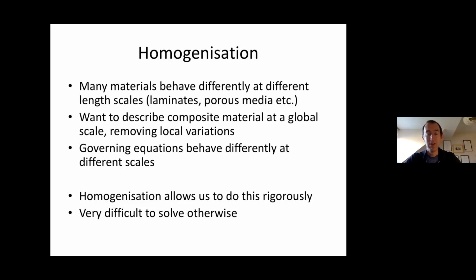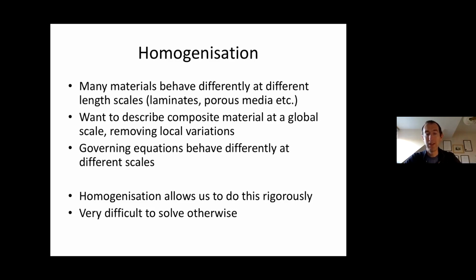So what we really want to do is to describe a composite material at a global scale, removing the local variations. In other words, how do we describe how this behaves at a large scale, which is on the whole what we really care about, and not having to worry too much about local variations and local fluctuations at what we would call a local scale. And this means that the governing equations will behave differently at different scales.